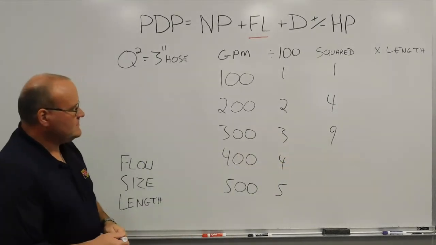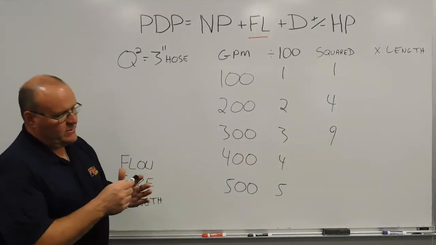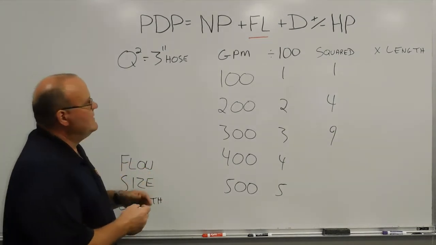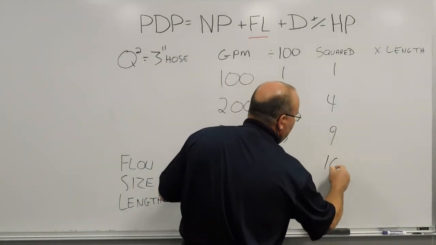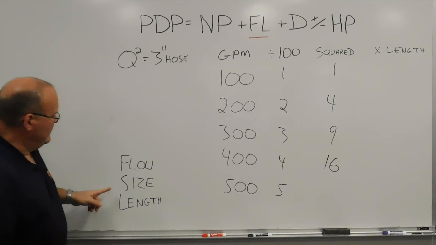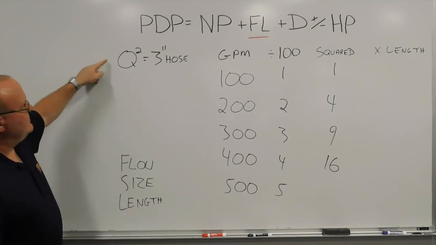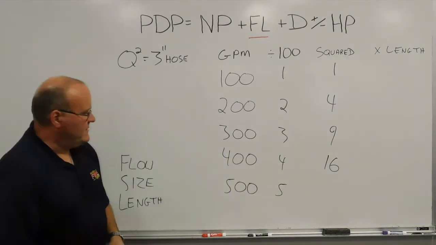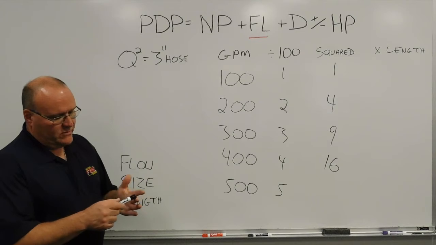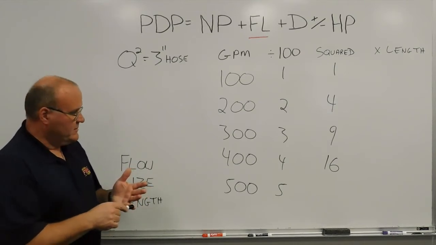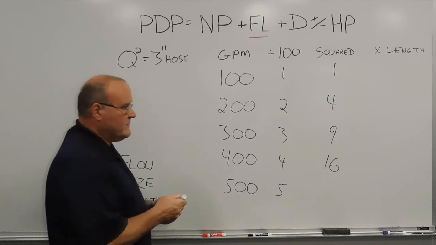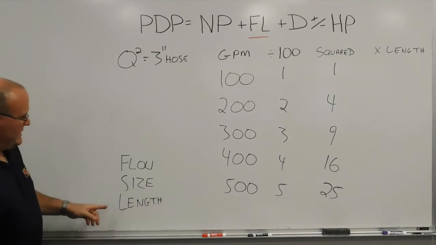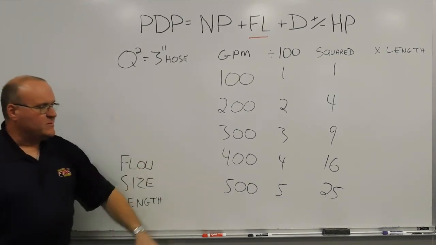400 gallons a minute. 100, 200, 300, 400. Knock off the zeros. 4 times 4 to square it will give me 16. So for every 100 feet of 3-inch hose flowing 400 gallons a minute, there will be 16 pounds of friction loss. And then finally, 500 gallons a minute. 1, 2, 3, 4, 5. 500, knock off the zeros. 5 times 5, 25 pounds. For every 100 feet of 3-inch hose at 500 gallons a minute, using the Q squared method, there'd be approximately 25 pounds of friction loss.